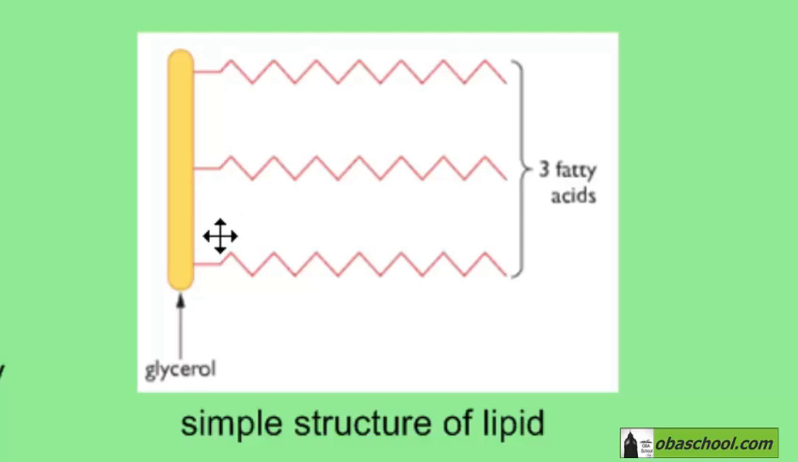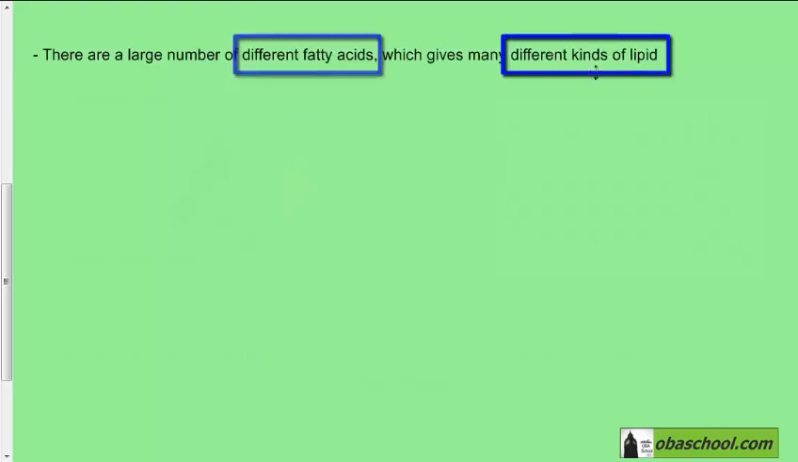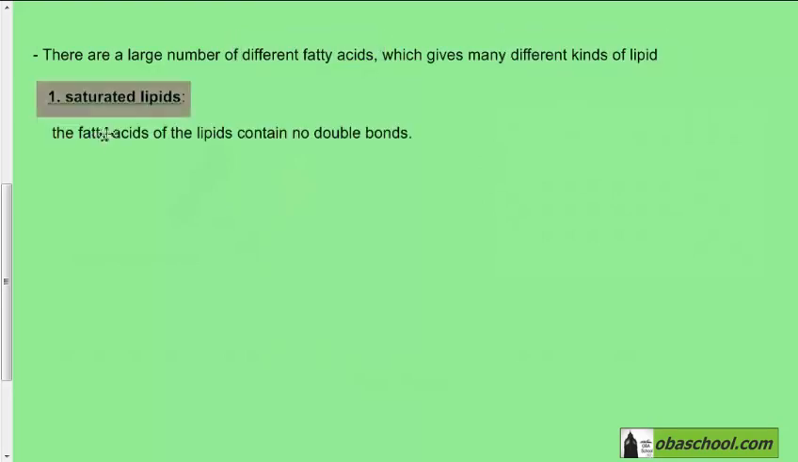Glycerol is always the same, it's the same molecule. However, fatty acids can be different. There are a large number of different fatty acids, and this is what gives us different kinds of lipids. First of all, we have saturated lipids.